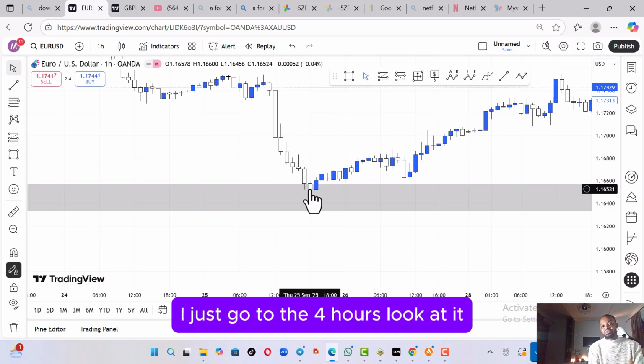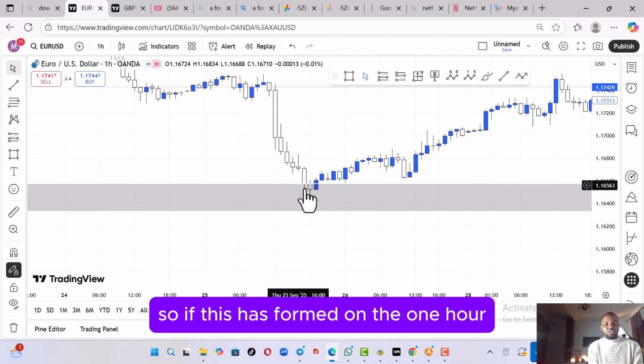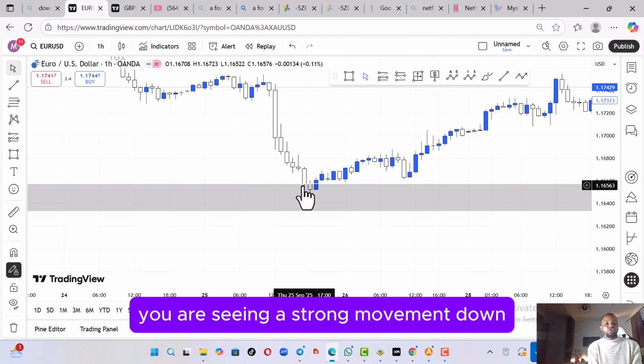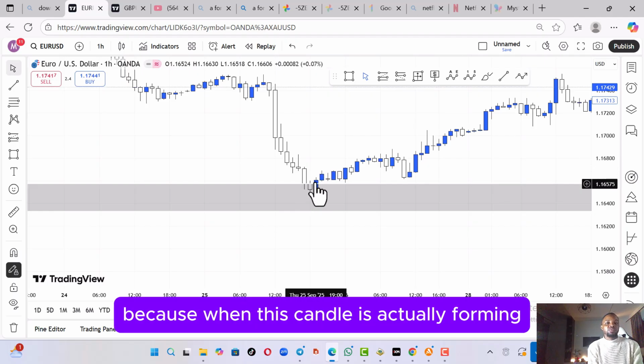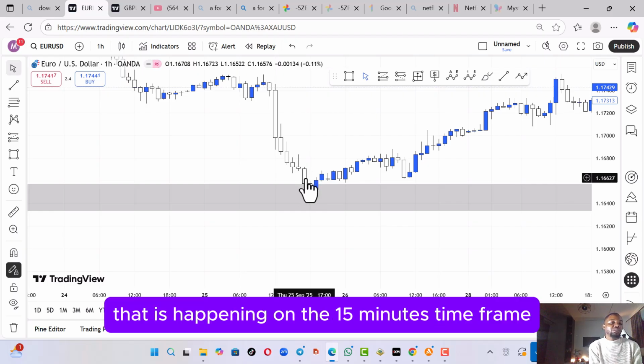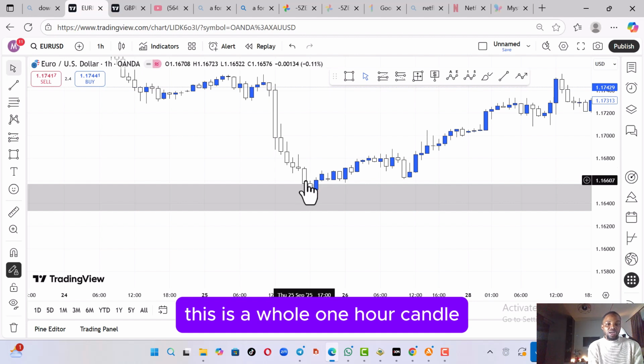I just go to the 4 hours, look at what's happening, then I come to the 1 hour, right? If this has formed on the 1 hour, you are seeing a strong movement down, because when this candle is actually forming, a different thing is happening on the 15 minutes time frame. This is a whole 1 hour candle.